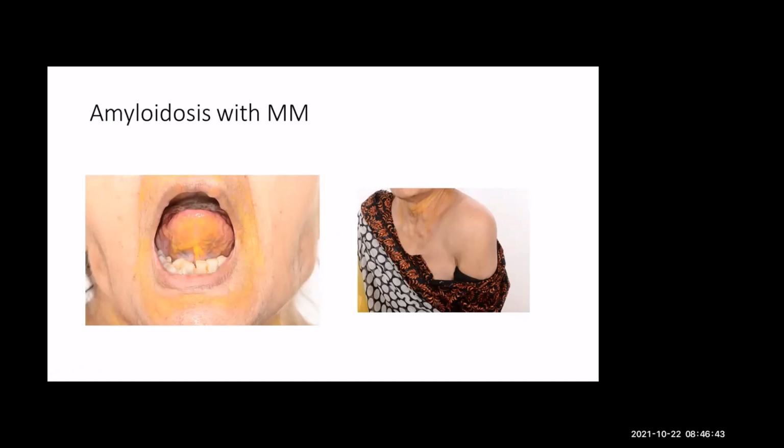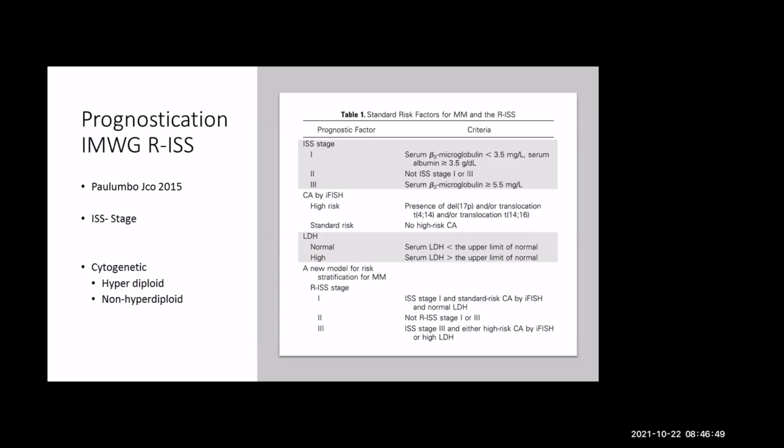And second, it will have management implications. Usually the tolerance to treatment of these patients is not very good. So we should be aware of this. We'll move on to prognostication. Traditionally, a popular staging system was the ISS, and this was revised in 2014-15, and now what we use is the revised ISS system.